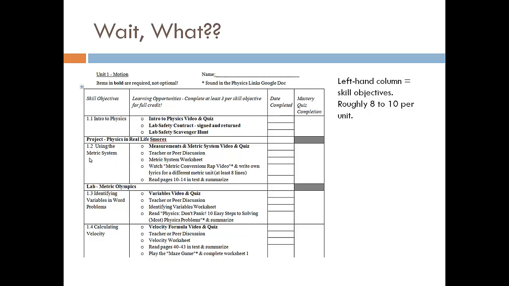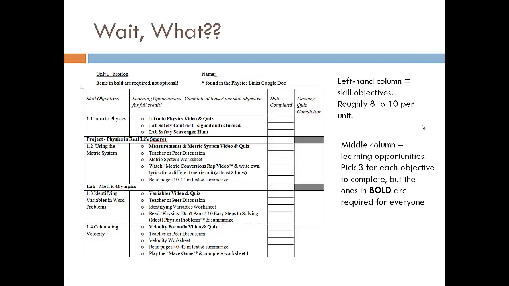The second skill objective is being able to use the metric system, and then identifying variables in word problems, and then calculating velocity, and on until you've mastered all the skill objectives in that unit. Generally speaking, there's going to be between 8 and 10 per unit. This middle column is a list of our learning opportunities, the things that you can do to practice the skill objectives. As you can see, most of them have more than 3 learning opportunities, but you only have to complete 3.